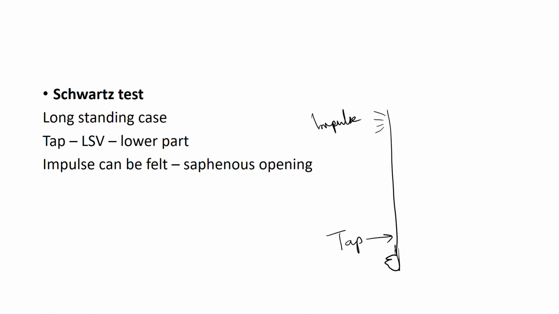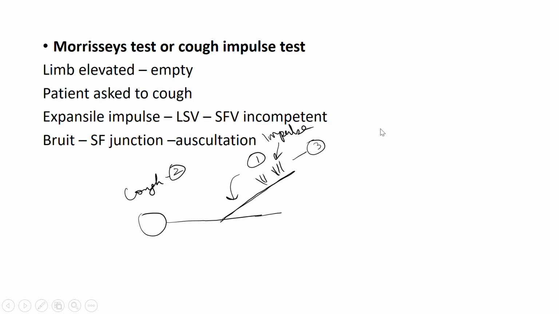So next is the Schwartz test. Now this is seen in the long-standing case of varicose vein. So what happens here is, if you tap on the lower end of the long saphenous vein, an impulse can be felt with the other hand at the saphenofemoral or the saphenous opening. Okay, so this is only in the case of long-standing varicose veins.